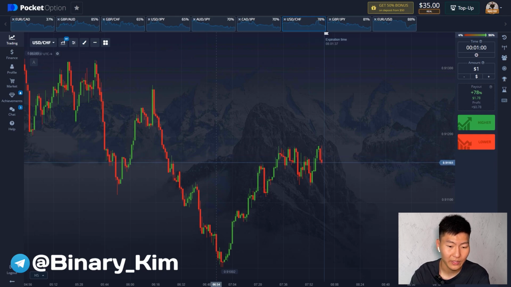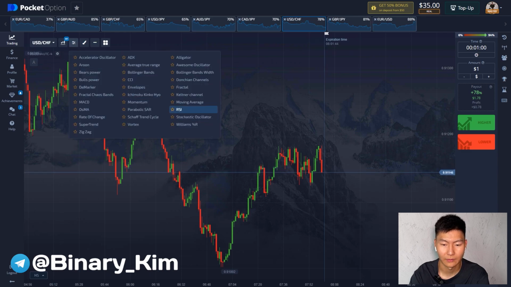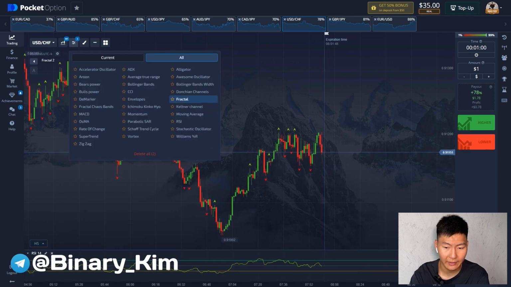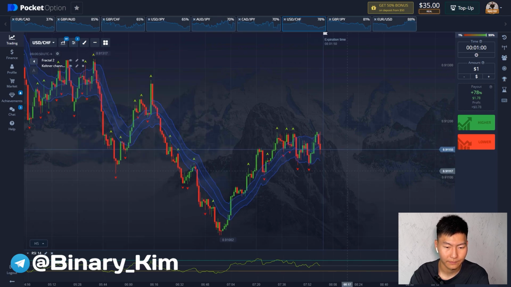Okay, let's pick several indicators. The first one is gonna be the RSI, then the fractal and the Kelvin channel. Okay, we're good with the default settings, we keep them as they are, don't change anything.